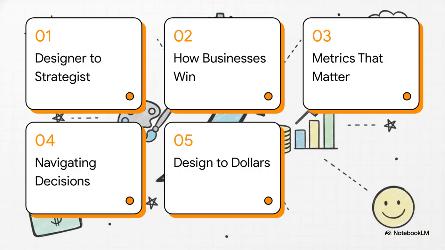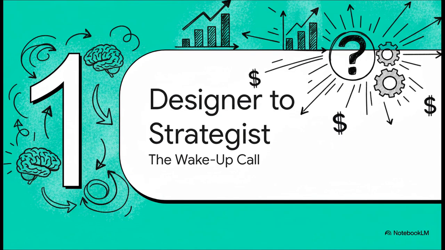And to do that, we've got a roadmap. First up, we're going to talk about shifting your thinking from designer to strategist. Then we'll decode how businesses actually win. What are their models? What do their costs look like? After that, we'll get into the nitty-gritty of the metrics that really matter. Then we'll figure out how to navigate the key decision makers in your company. And finally, we'll bring it all home, connecting your design work directly to the company's financial health. So, let's get into part one, making that mental shift from designer to strategist.